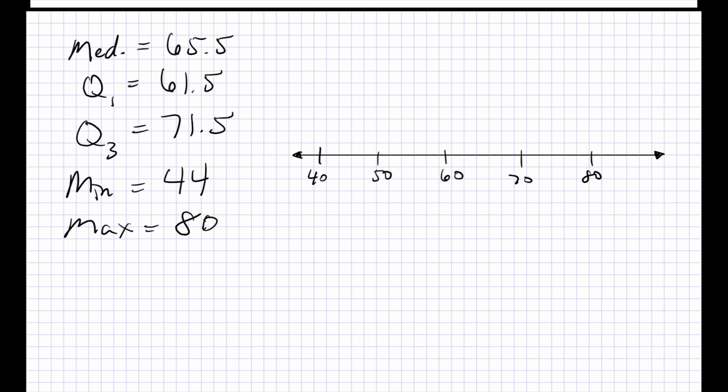The first thing, we always start with the middle, the box, the median. I'm going to make a line where the median is. The median is 65.5, so right about there, I'm going to make a straight line like that. That's the middle of the box. Then I'm going to go to Q1 and Q3. Q1 is 61.5, which is right about there. Q3 is a little over 71, 71.5. Close that part. That's the box. They call it a box plot because there's a box.